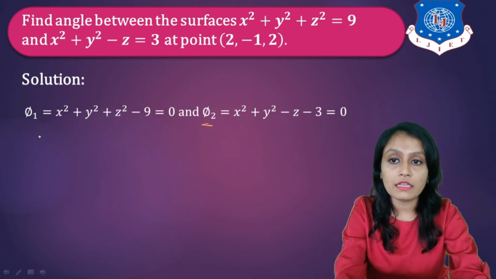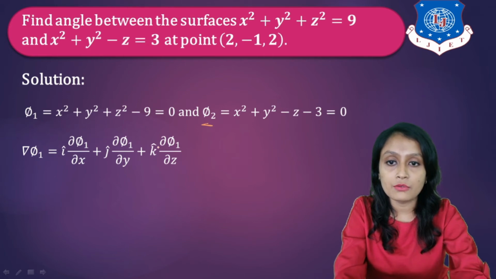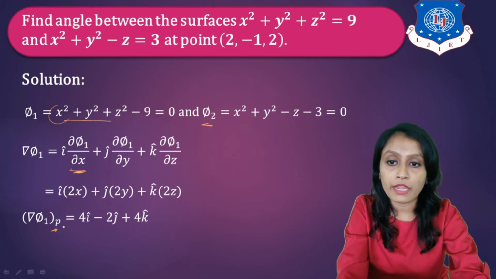So first we will find the gradient of phi 1. So gradient of phi 1 is given by formula i cap into del phi 1 by del x plus j cap into del phi 1 by del y plus k cap into del phi 1 by del z. So first find the derivative of phi 1 with respect to x, keeping y and z constant. So you will get answer 2x. Then with respect to y you will get 2y, with respect to z you will get 2z. Okay, and now we have this point, that is 2, minus 1, 2. So we will find the gradient of phi 1 at this particular point P. So you will get answer as 4i cap minus 2j cap plus 4k cap.